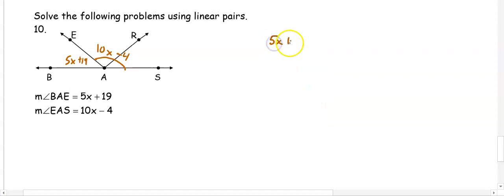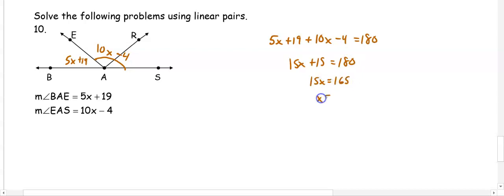So our equation is 5x plus 19 plus 10x minus 4 equals 180. We combine like terms, 15x plus 15 equals 180. We can subtract 15 from both sides. So 15x equals 165. When we divide, x is 11.